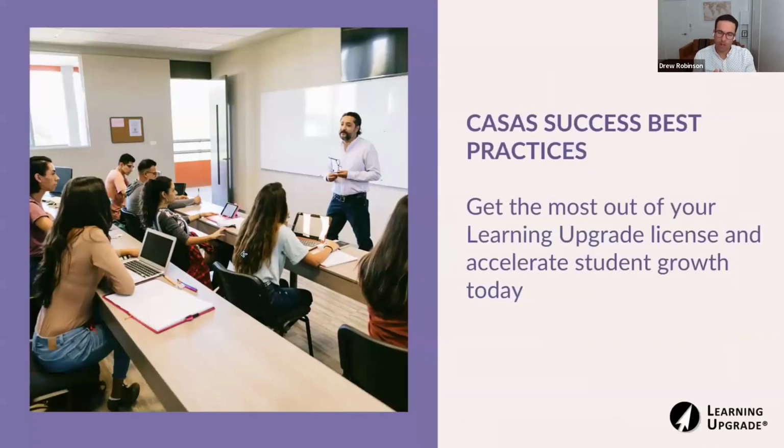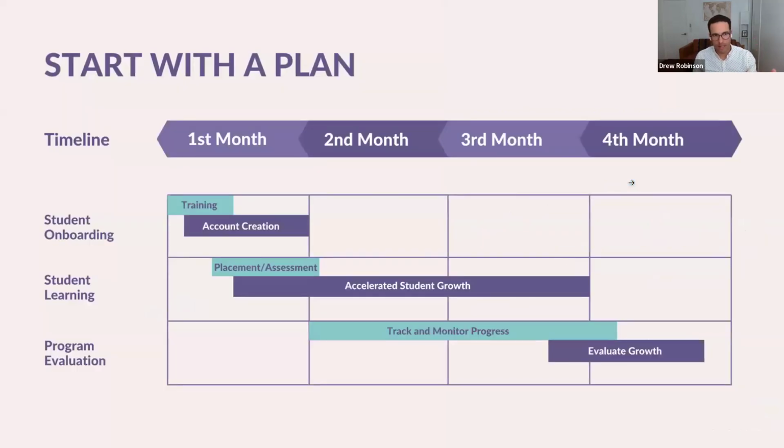So the last thing we'll cover is best practices. And this is going to cover those deployment models. When we look at how do we improve student scores, ESL level, NRS level, CASAS scores, it really boils down to setting a timeline and starting with a plan. So you'll see here, the very first thing that we talk about is training. The first component of training is on the teacher side. It's what is Learning Upgrade and how do we get started with it? So the first component is here.